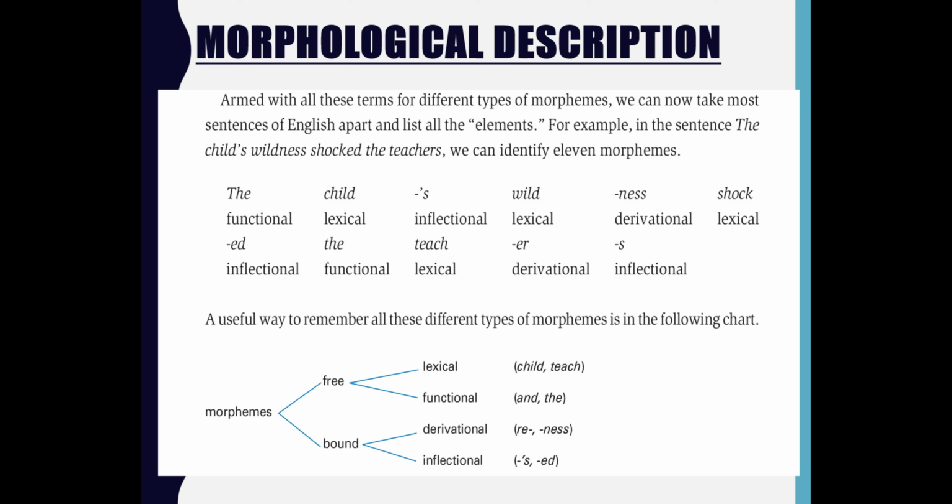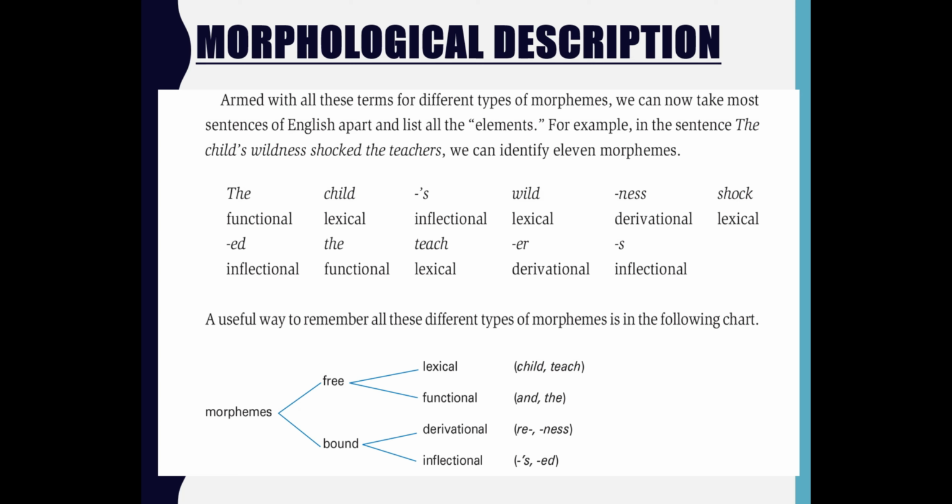The, تاني, الarticle the is a free functional morpheme. Okay? Teach is a verb. Accordingly, it's a free lexical morpheme. But it's not teach here في الجملة. It's not the verb teach. It's teacher. So, you derived a noun from a verb, the ER of teacher. The ER of teacher is a bound derivational morpheme.